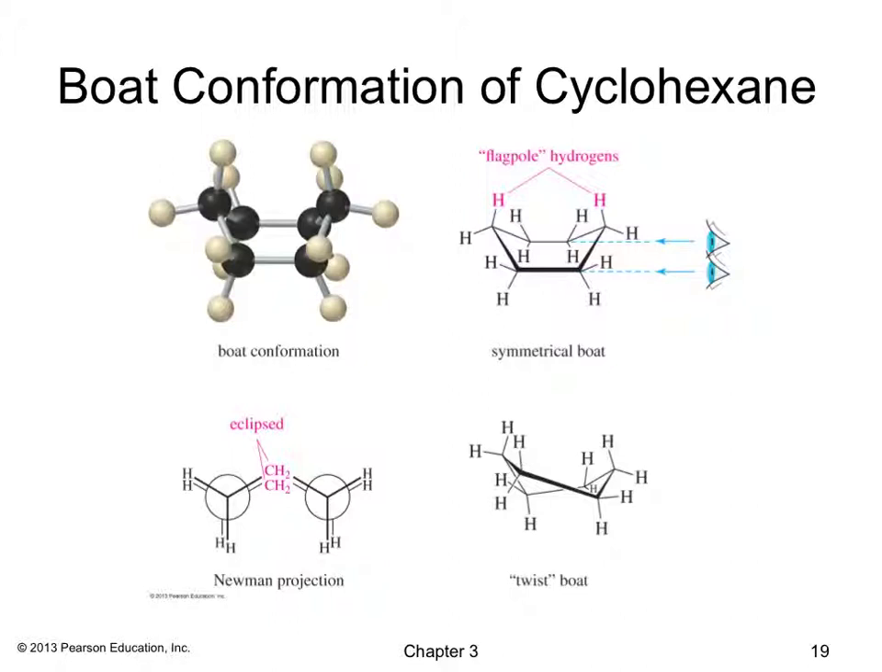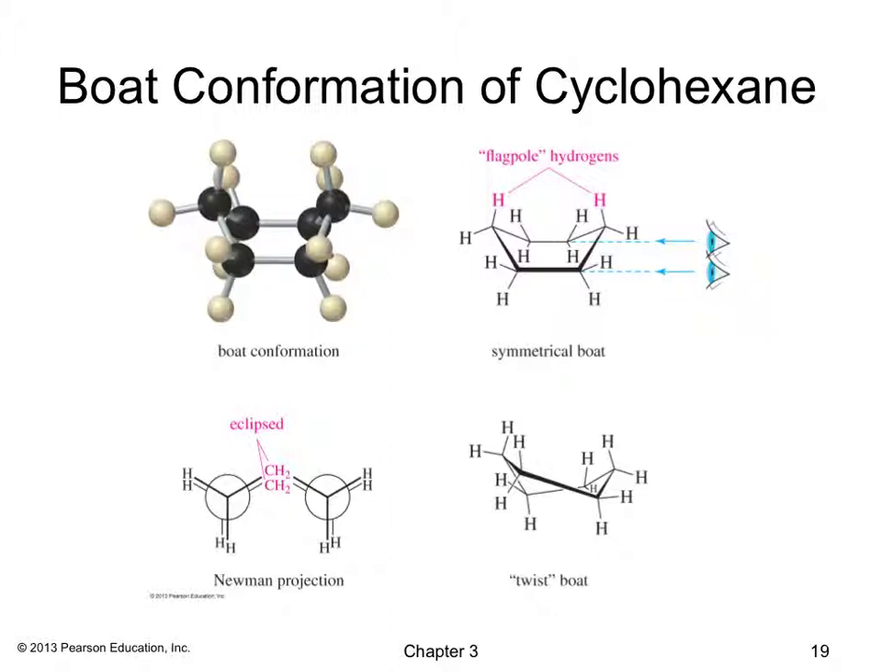In addition to the chair conformation, cyclohexanes can undergo what is called a boat conformation. In terms of a boat conformation, now you have both of the flaps up. This is a symmetrical boat where if you look down your eyes, down these two carbons, you can draw the Newman projection, and in the Newman projection of a boat, all of the hydrogens are eclipsed.